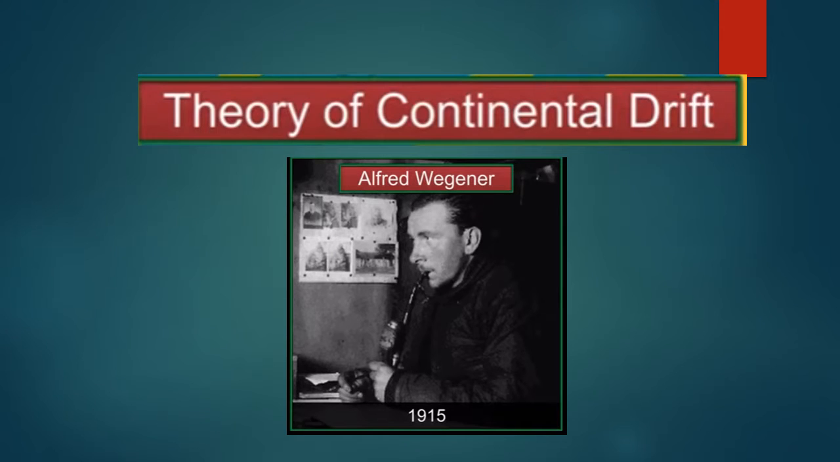Children, in 1915, a scientist named Alfred Wegener came up with a new concept, a theory of continental drift, how the continents moved. So we'll study his theory and understand the theory of continental drift.